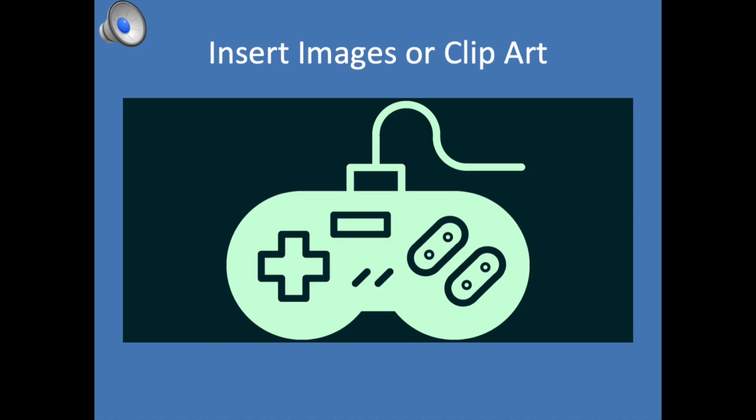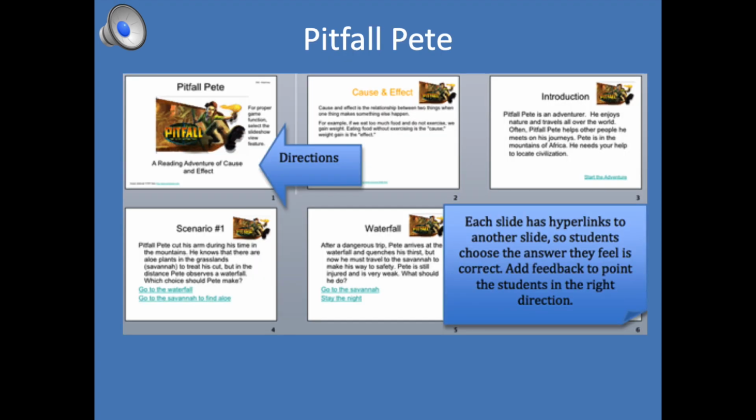Feel free to add clip art or images, but remember to provide credits for the image origins at the end. An example of a PowerPoint game is Pitfall Pete. This is a reading social studies game that explores cause and effect. Players progress through the game, and at the end, they must create their own scenario. There are also many other exemplars included for some ideas.